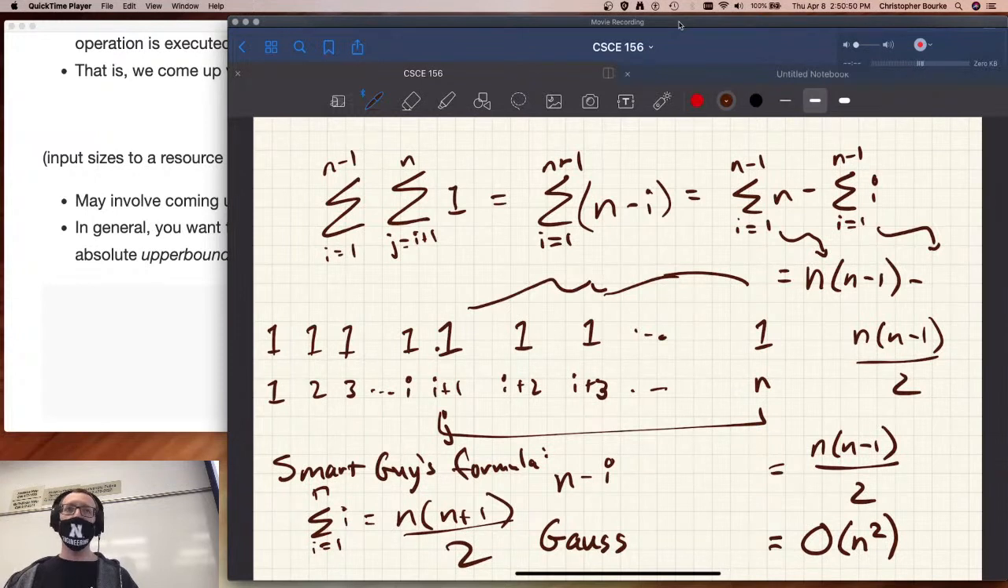Again, big O analysis next week. Yeah? Is this similar to limits in mathematics? Oh, it's exactly limits.